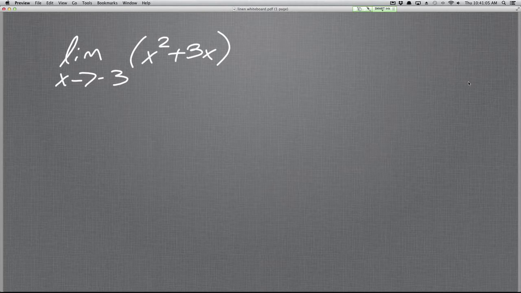Okay? There are two problems that can happen when you plug in. What are those two problems? 0 in the denominator. 0 over 0. Very good. That's an indeterminate form. That is called indeterminate form. That is correct. Very good.